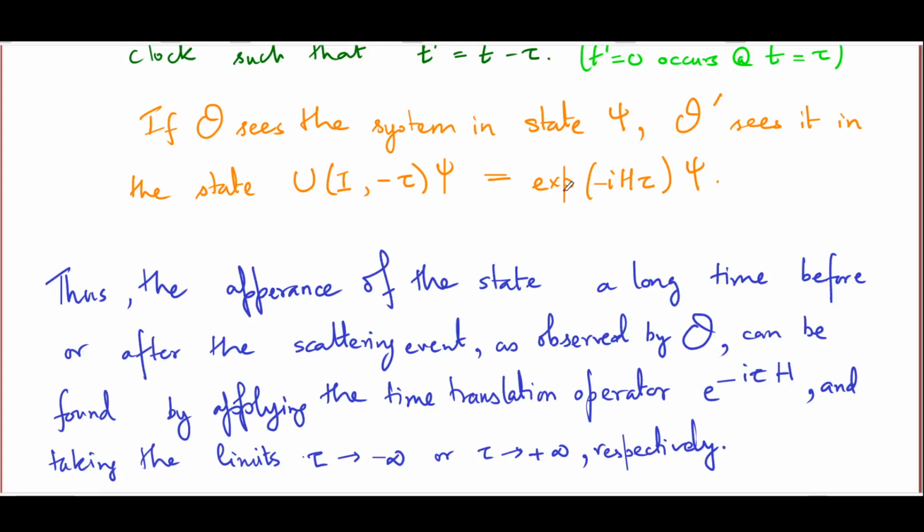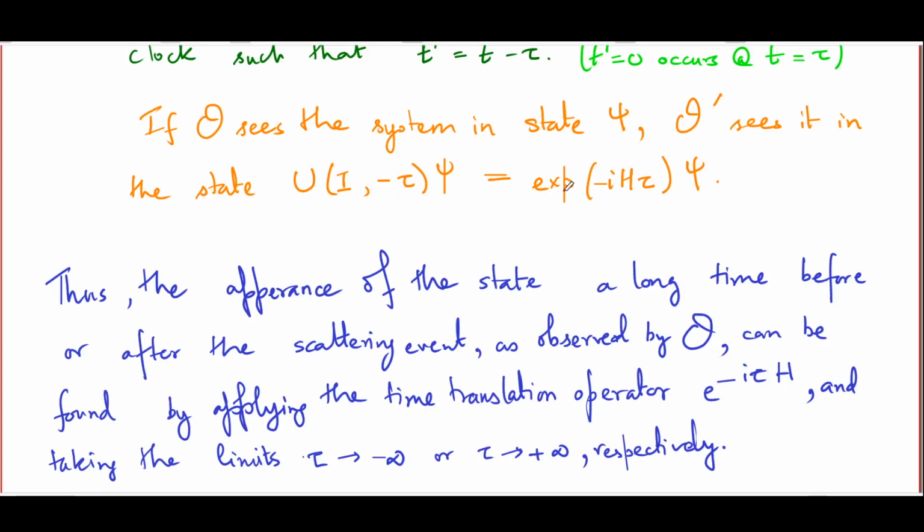If the state that we are dealing with happens to be an energy eigenstate, then applying the e to the minus i τ H operator would only give you an overall phase factor, which would actually lead to a state which is physically indistinguishable from the state that we originally had.